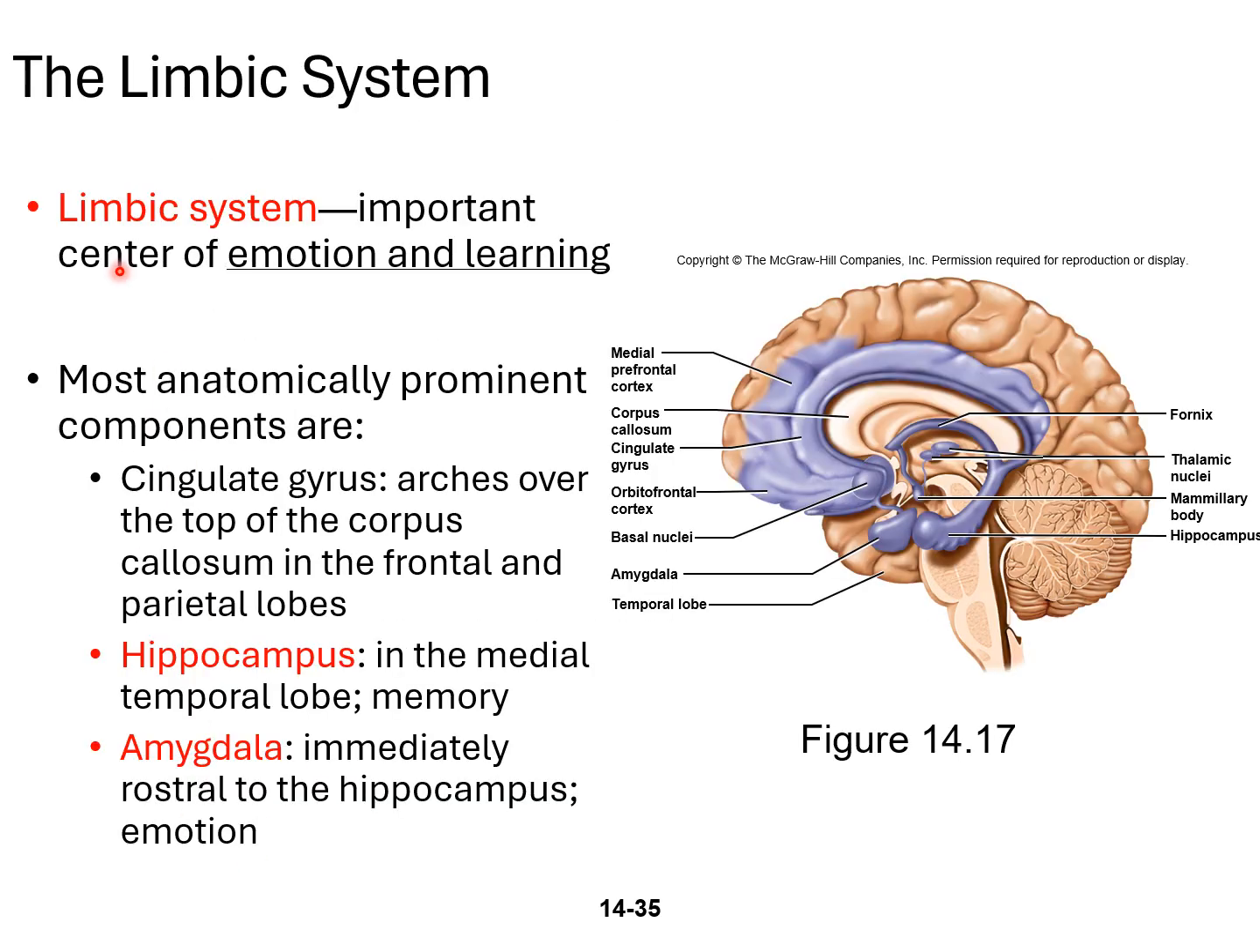Finally, limbic: hippocampus and amygdala. If you remember anything from this lecture, memorize what's the hippocampus and what's the amygdala. The hippocampus is in the medial portion of the temporal lobe. It's memory. The amygdala is just rostral, or in front, of the hippocampus, and it does emotion.